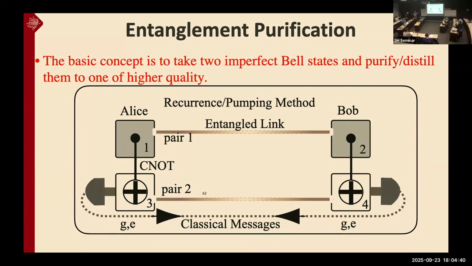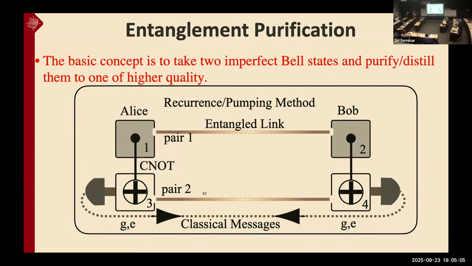Purification, error correction, some way to cure the effect of your local gates, because every CNOT gate we do is noisy. Entanglement distribution is noisy in terms of the states are not perfect. So I'm just going to take you through the earliest, most simple purification protocol, okay?